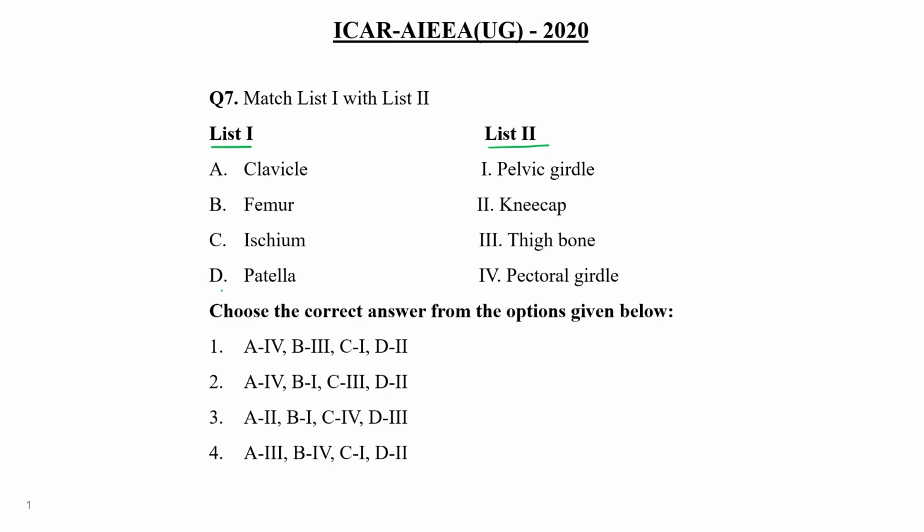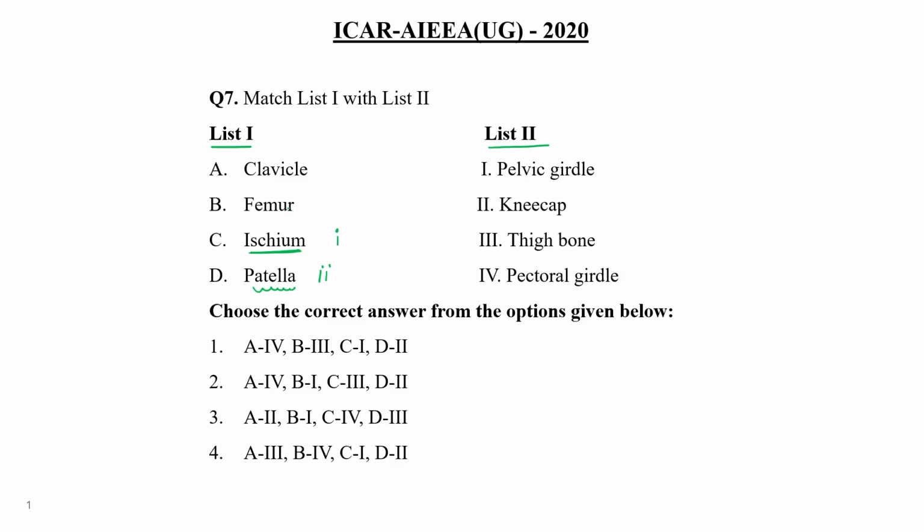Okay, so now we will solve this question. Patella, it is with the help of tendon, it actually makes the outer covering of the knee. So it is also known as kneecap. So this patella we have matched with the kneecap, choice number 2. Clear? This is ischium. Ischium is a part of the pelvic girdle. So this comes with the choice number 1.